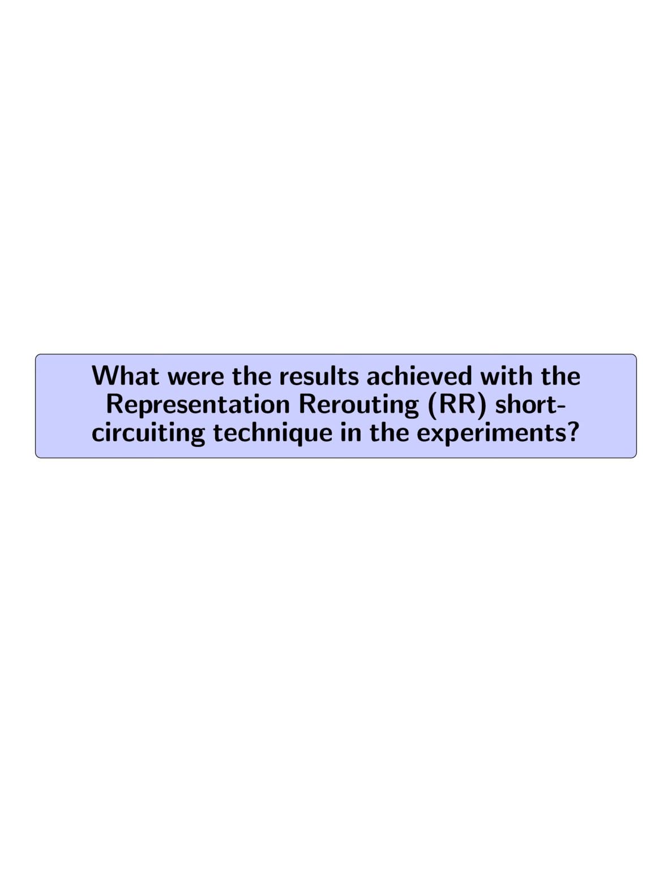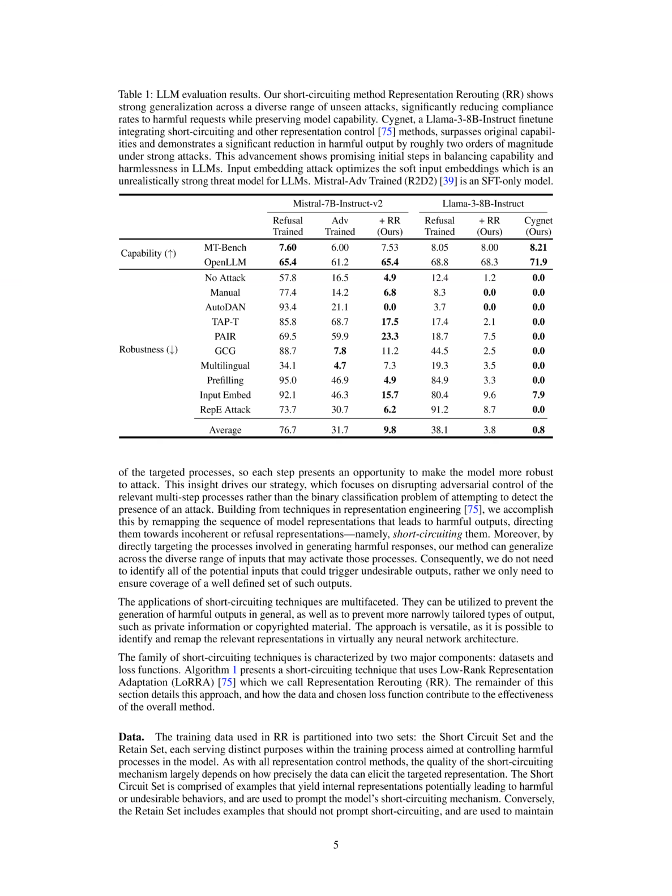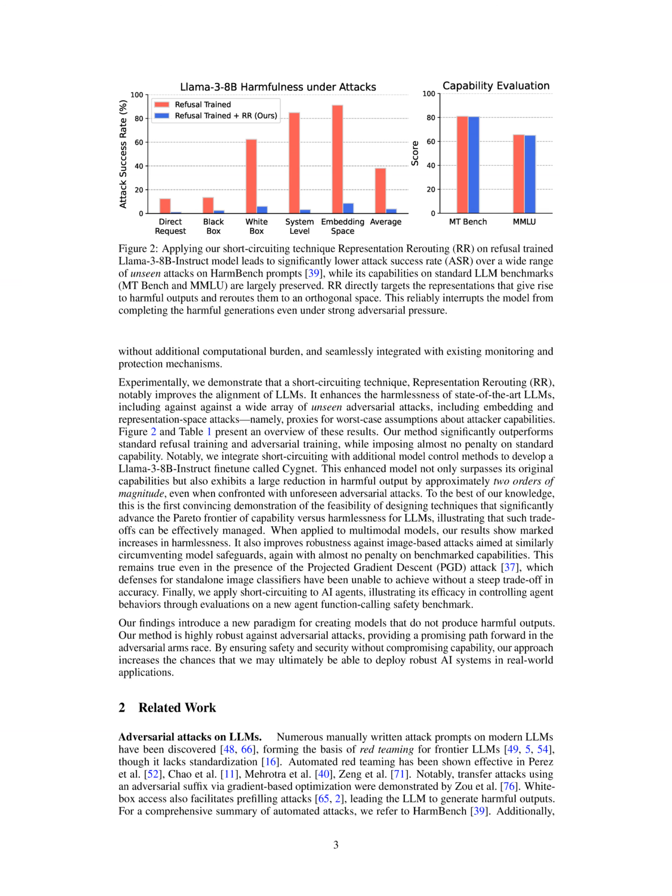agents. What were the results achieved with the representation rerouting (RR) short-circuiting technique in the experiments? The results achieved with the representation rerouting (RR) short-circuiting technique in the experiments were highly successful. The RR technique notably improved the alignment of large language models, LLMs, enhancing their harmlessness against a wide array of unseen adversarial attacks, including embedding and representation space attacks. The RR method significantly outperformed standard refusal training and adversarial training, while imposing almost no penalty on standard capability.